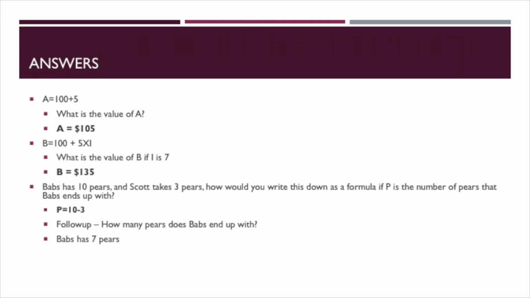So let's go through the questions. If we say A equals 100 plus 5, what is the value of A? A is 100 plus 5, or $105. The second question is B equals 100 plus 5 times I. What is the value of B if I is 7? Well, B equals $135. Babs has 10 pairs and Scott takes 3 pairs. How would you write this down as a formula if P equals the number of pairs that Babs ends up with? Well, P equals 10 minus 3, the number of pairs that Babs has, minus the number of pairs that Scott takes. And how many pairs does Babs end up with? Well, 10 minus 3 is 7.